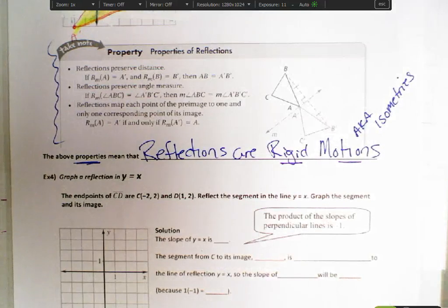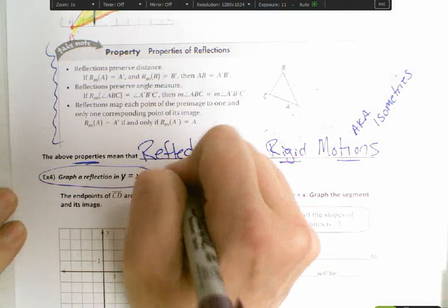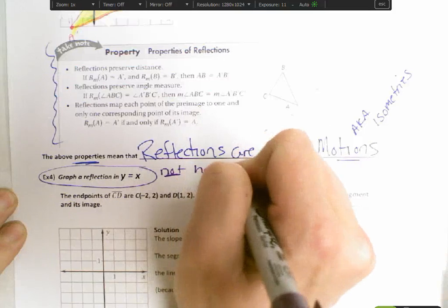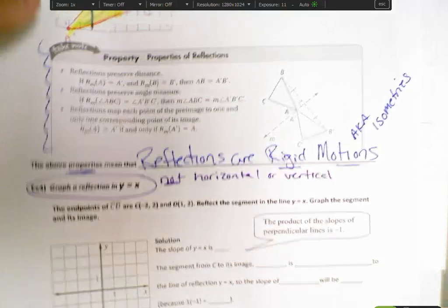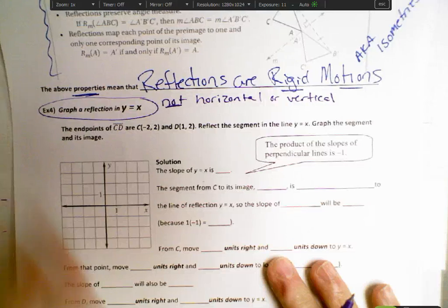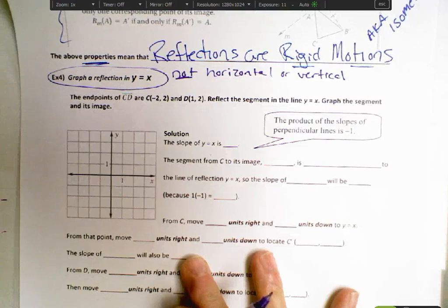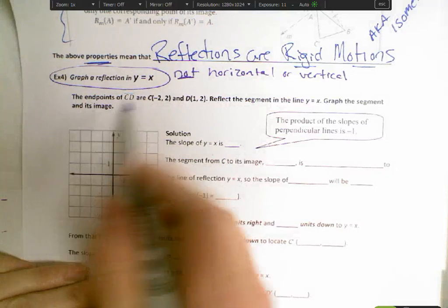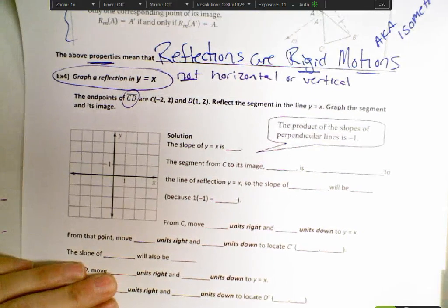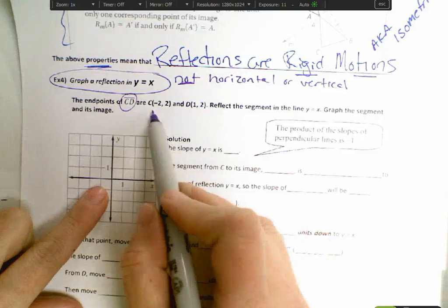Alright, let's try reflecting in non-horizontal lines. So I'm going to graph and reflect over y equals x. This is not horizontal or vertical. So it makes us have to put on our thinking caps because we still have to be the same perpendicular distance away from the line of reflection. Not as easy to do now that we have a non-vertical line. The steps are the same though. So we are going to, given the endpoints of segment CD, so we're just doing a segment now. These are the endpoints, so our first step would be to graph CD.